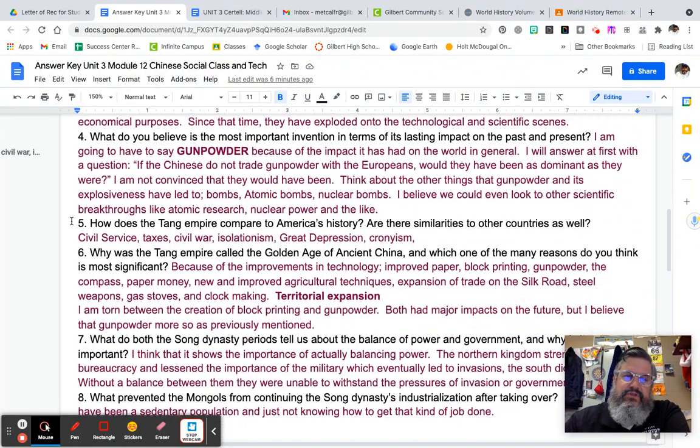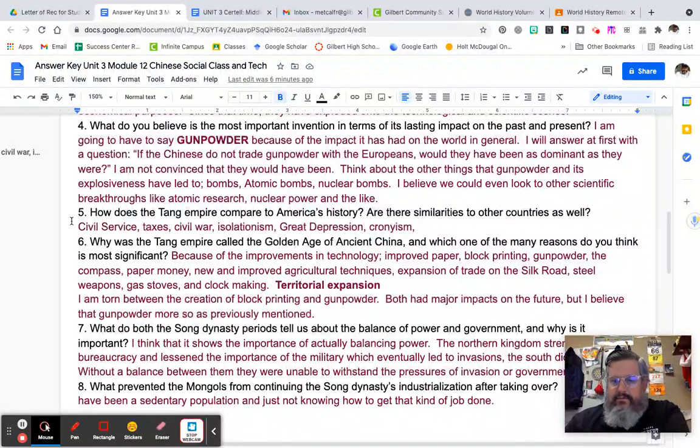Okay, now this was just number 4, my opinion. So what do you believe is the most important invention in terms of its lasting impact on the past and present? I said gunpowder because of the impact it has had on the world in general. I will answer at first with a question. If the Chinese do not trade gunpowder with the Europeans, would they have been as dominant as they were? Like, would they have been able to conquer the Americas, for instance? I'm not convinced they would have been.